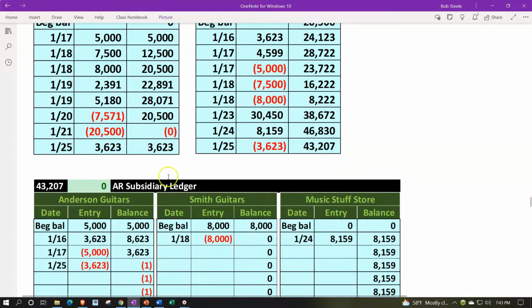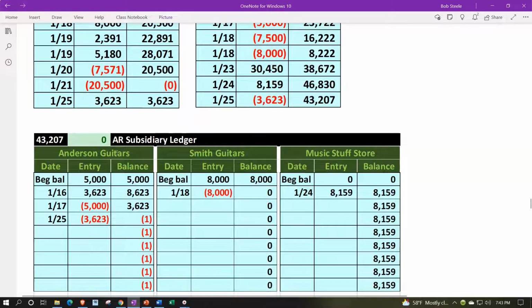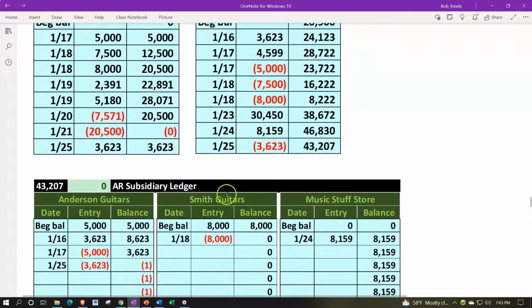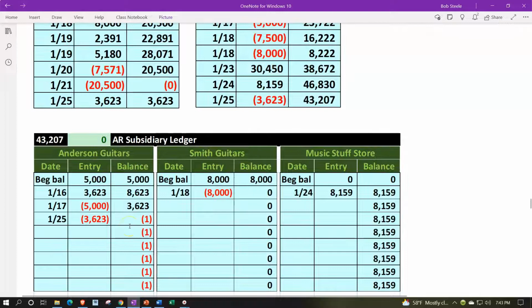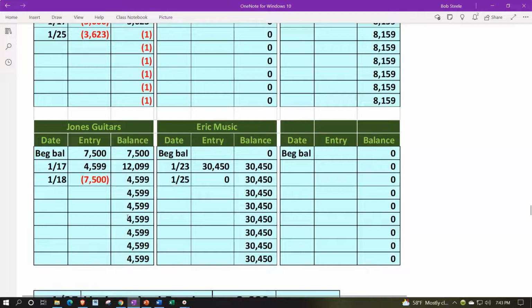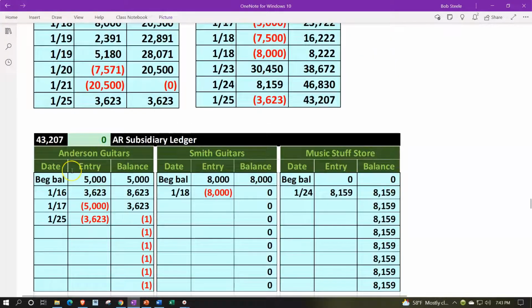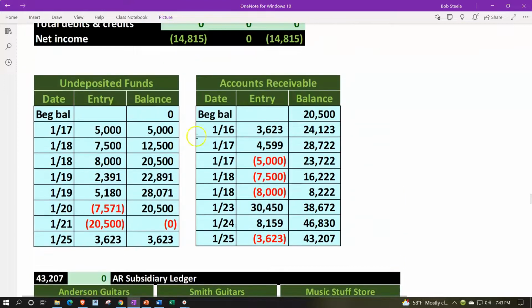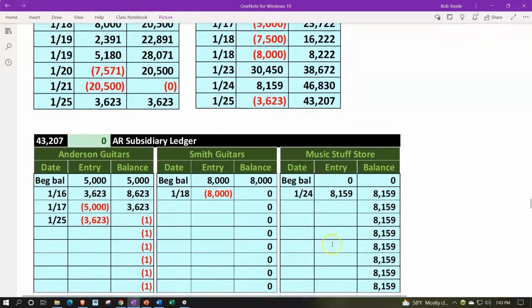If we look at the AR subledger, breaking this out by customer, we're looking for that 3,623. Actually, we're looking for a 3,623 decrease. It's for Anderson. So they owed us 3,623, went down by that amount, down to zero, rounding difference. That's $1 off because we didn't put the pennies in here. If we add up all of the customers, that adds up to the 43,207, and that amount should match what's on the accounts receivable general ledger.